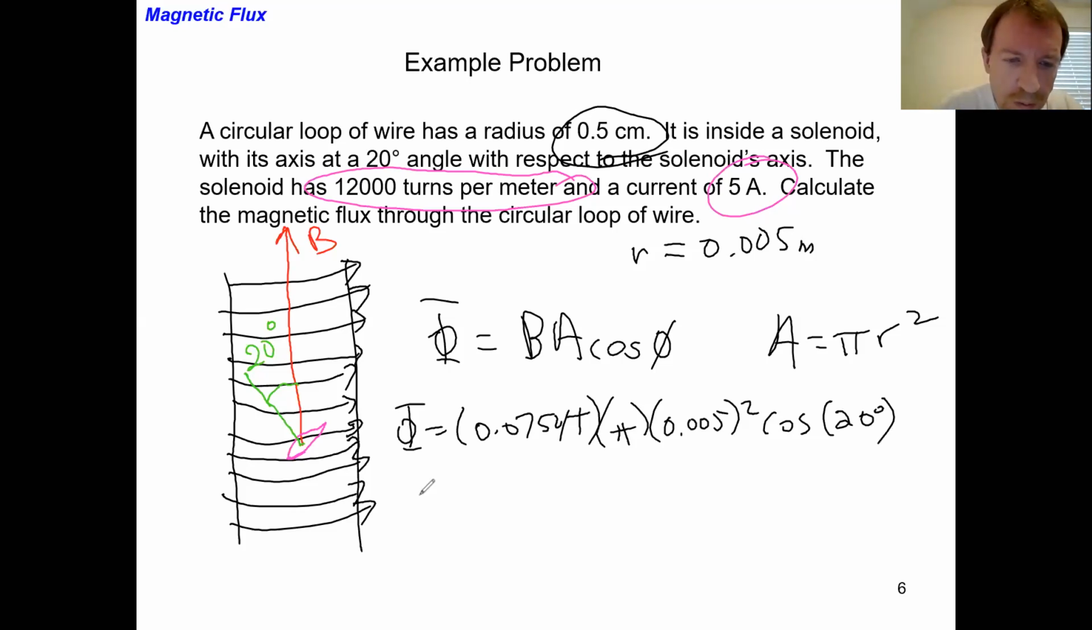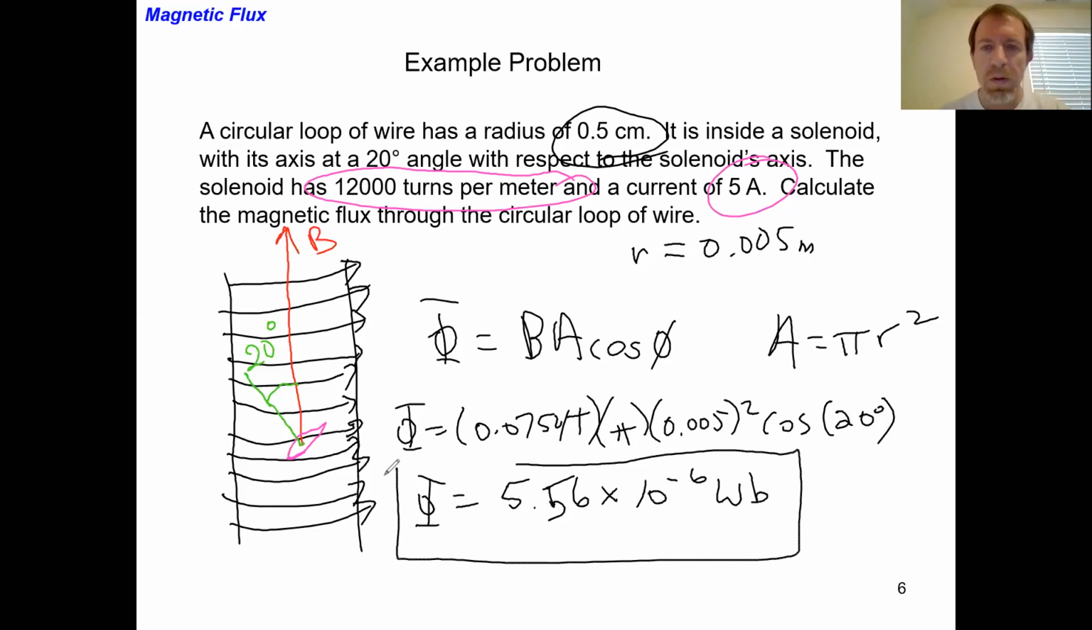All right, so plugging this into a calculator, what do I get? I get a fairly small number, but I get that my magnetic flux is 5.56 times 10 to the negative 6 Webers. There we go. And that does it for that.